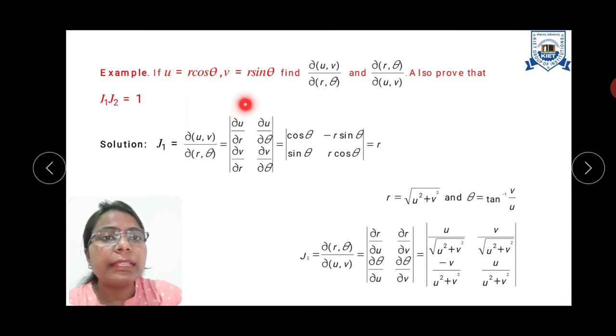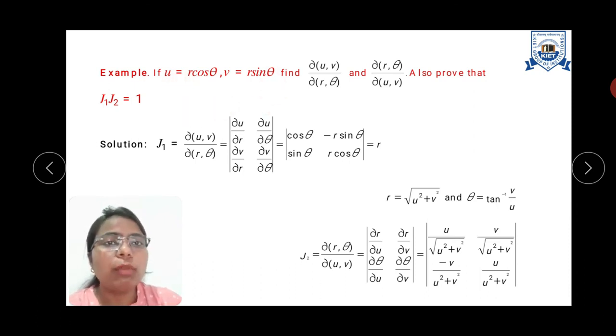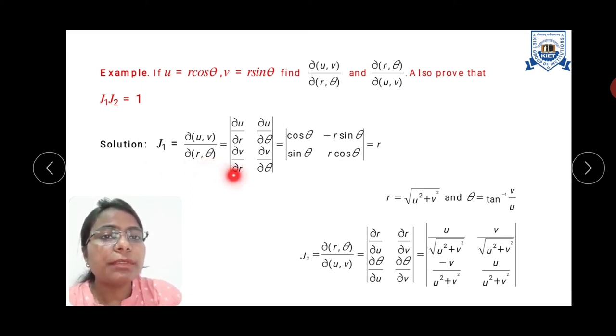We have seen that u and v are directly given in the form of r and theta. So we can easily calculate the values of del u by del r, del u by del theta, del v by del r, and del v by del theta. So the Jacobian of u, v with respect to r and theta is equal to the determinant of this matrix. U and v are functions of r and theta. So the first row contains del u by del r, del u by del theta, which means partial derivatives of u with respect to r and theta. And the second row contains del v by del r, del v by del theta, which means partial derivatives of v with respect to r and theta.